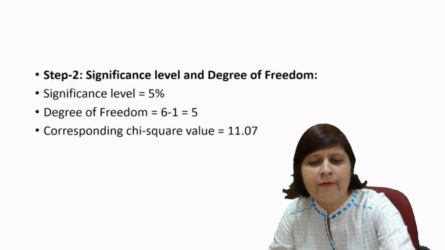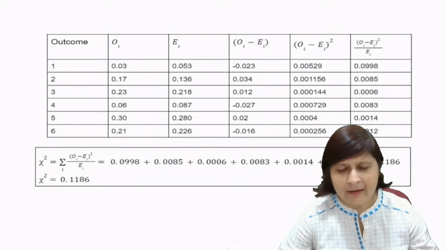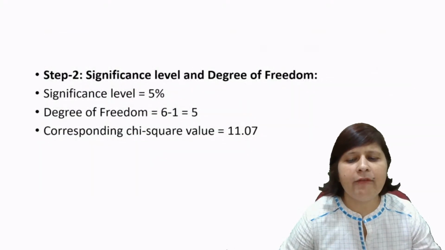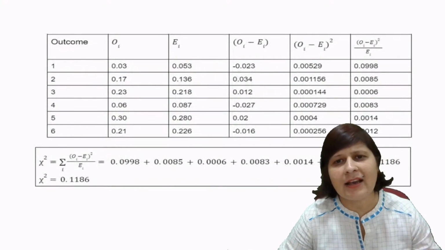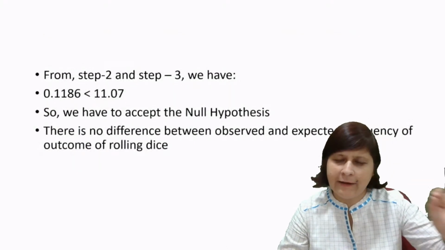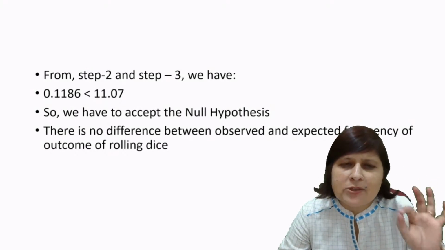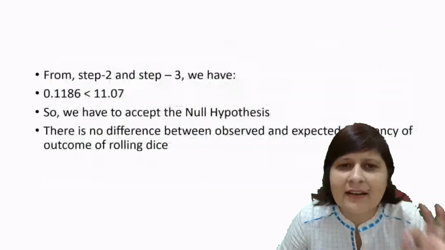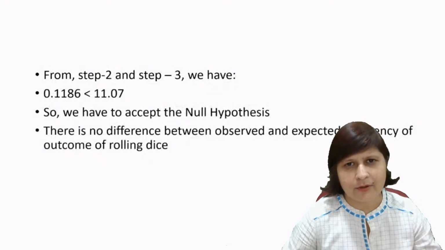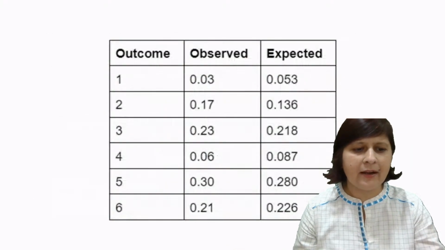So now I have the value of the chi-square test, right? And the corresponding critical value is 11.07, at 5 degrees of freedom at 95% confidence level. The critical value is 11.07 and the chi-square value is 0.1186. The chi-square value 0.1186 is lesser than 11.07, so we accept the null hypothesis. That is, there is no significant difference. That's what I told you at the beginning.